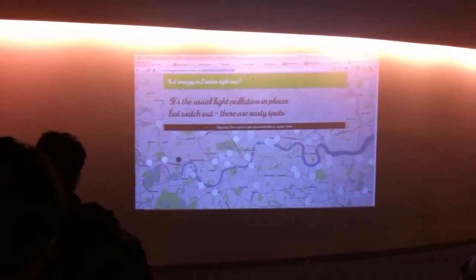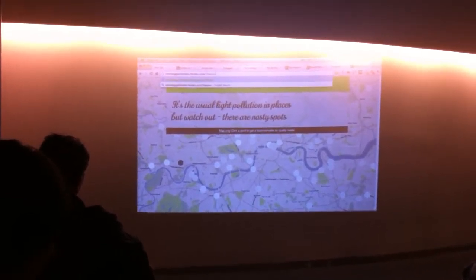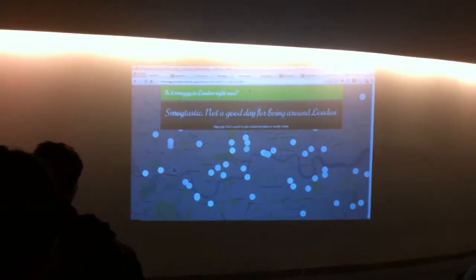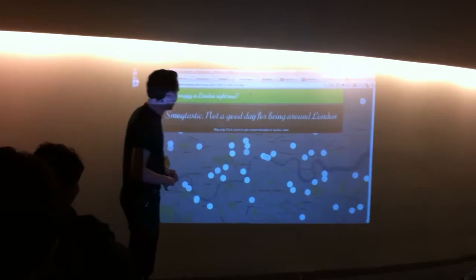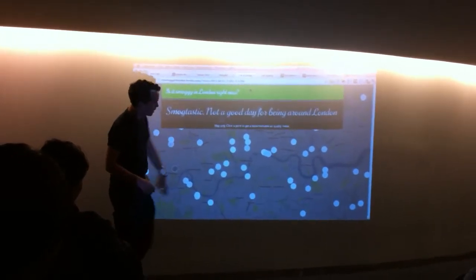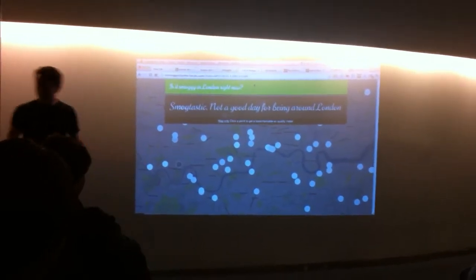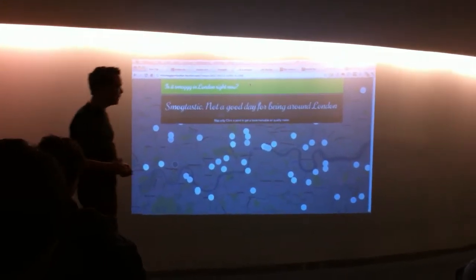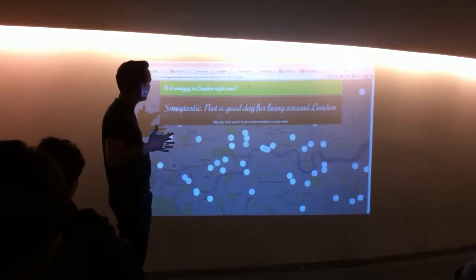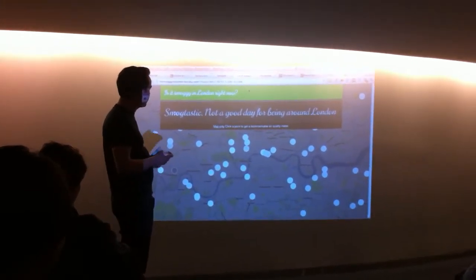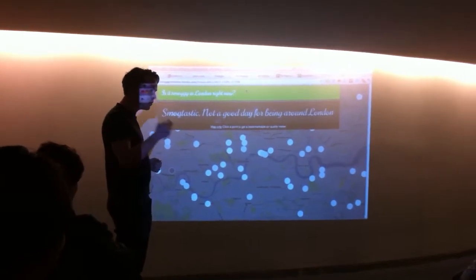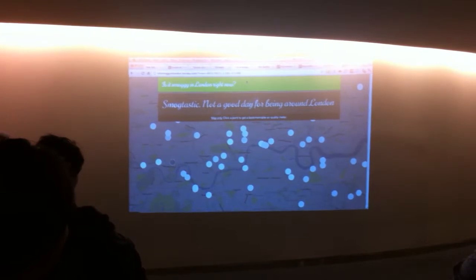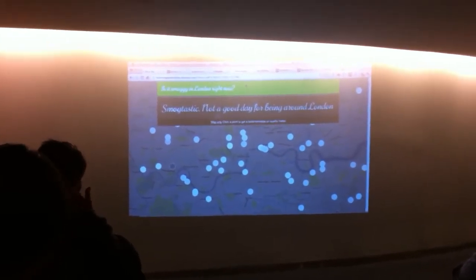So if we pick a really smoggy day, smogtastic, not a good day for being around London. You can see that it's showing you the various points, and they haven't updated because I've faked it for you. I'm using a bit of humour here, but the real intervention is just getting it into people's brains that you can find out the information around you about the emissions and the pollutants that are going to affect you.